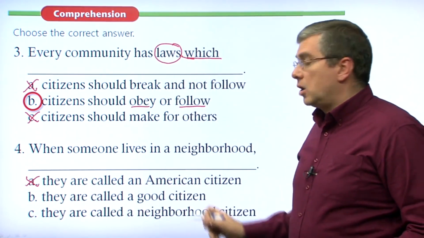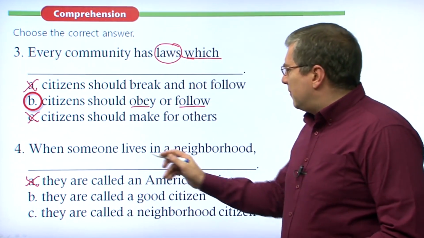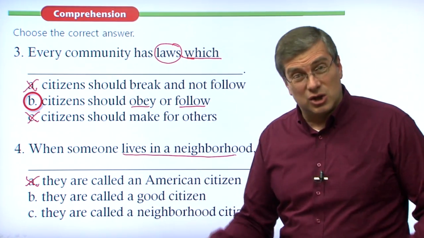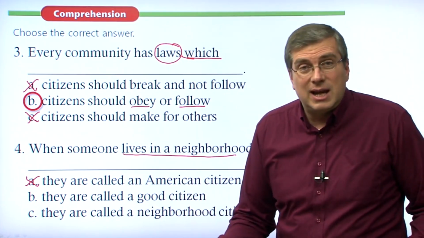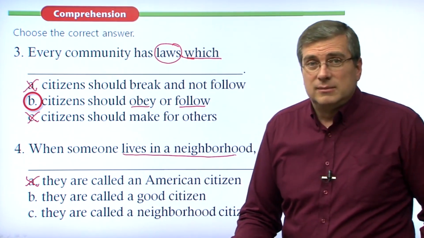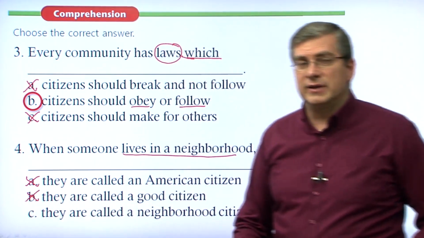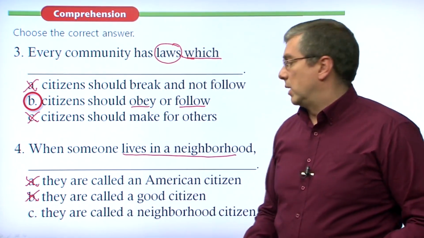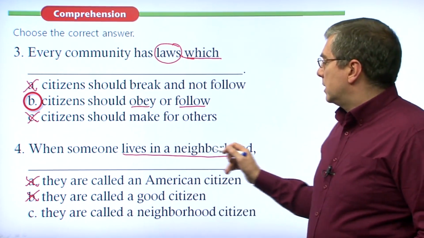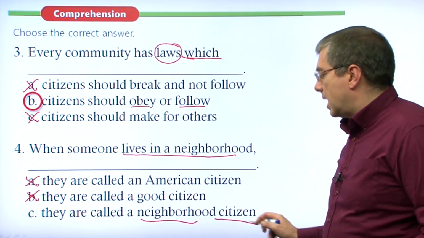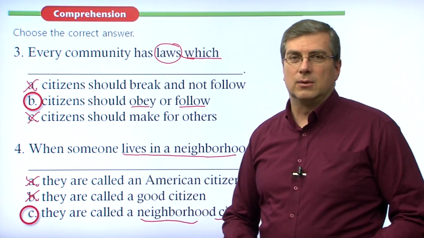B, they are called a good citizen. If you just live in a neighborhood, are you a good citizen? Just living in a neighborhood doesn't make you good? No, unfortunately not. You have to do certain things to be a good citizen, not just live somewhere, right? When someone lives in a neighborhood, they are called a neighborhood citizen. Ah, that's true. That's what we saw in the reading, right?